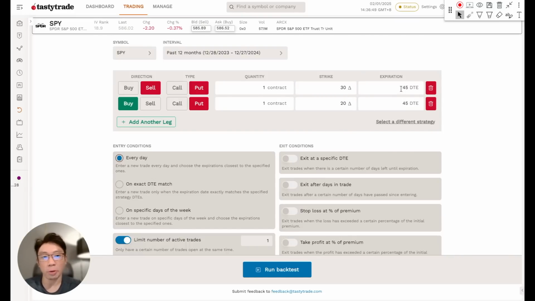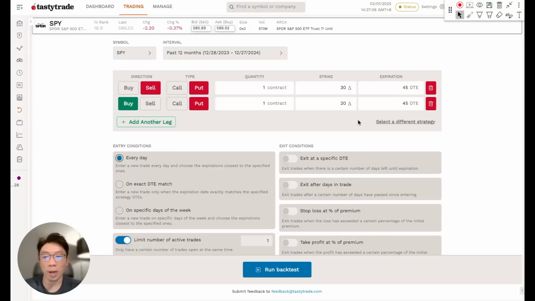And then the expiration date is 45. So we choose 45 DTEs. And as you know, I like to go somewhere around 45 DTEs because according to the Tasty Trade studies, this is where we also have the edge when we are selling options. So I'm going to stick to 45 DTE.